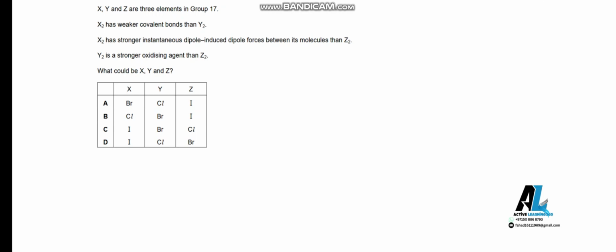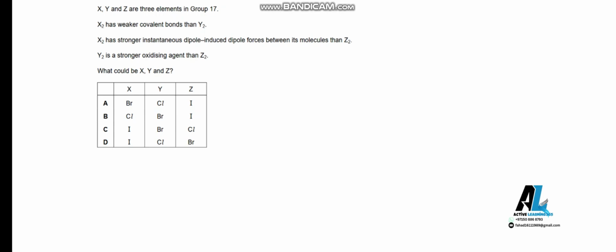The question reads: X, Y, Z are three elements in Group 17. X2 has weaker covalent bonds than Y2. X2 has stronger instantaneous dipole-induced dipole forces between its molecules than Z2. Y2 is a stronger oxidizing agent than Z2. So what could be X, Y, and Z?